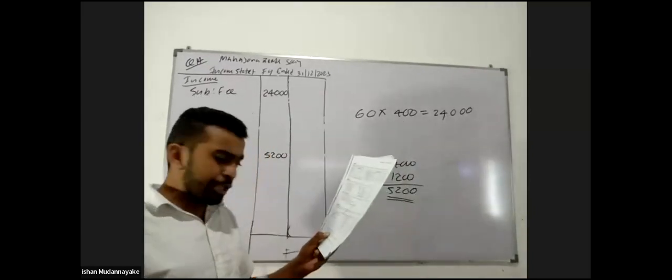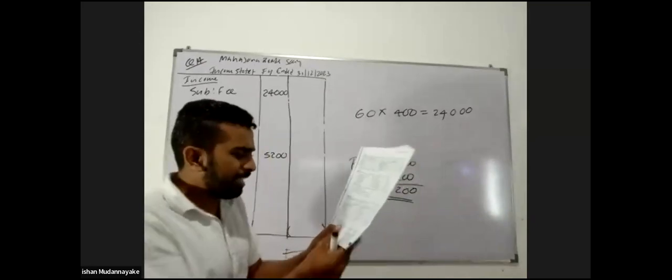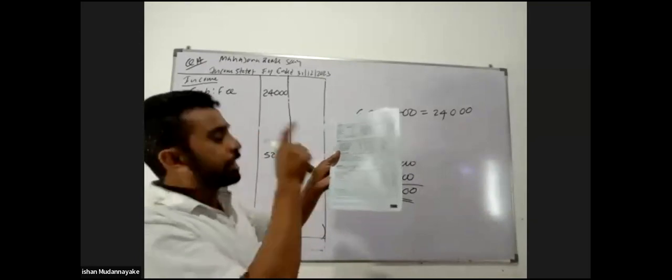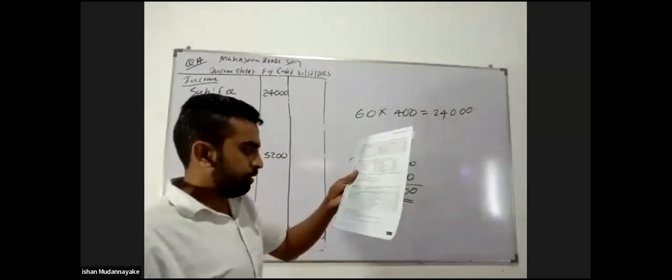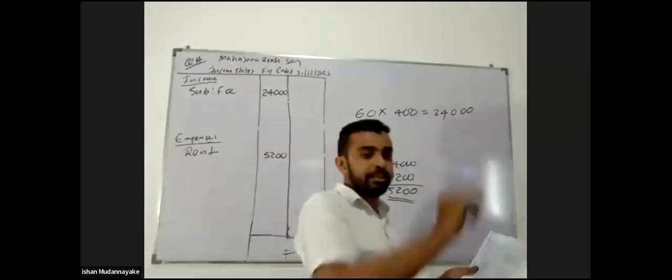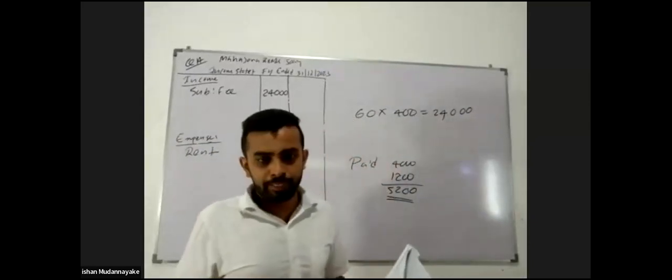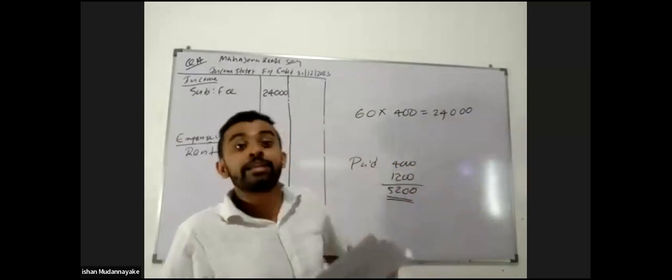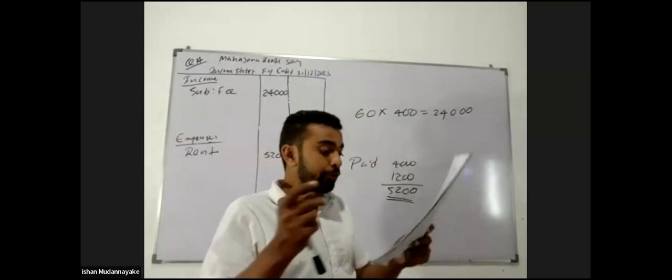Building rent received in advance. On the debit side of the receipt and payment account, you can see building rent received. They have rented a building, and from that building they earn some income.